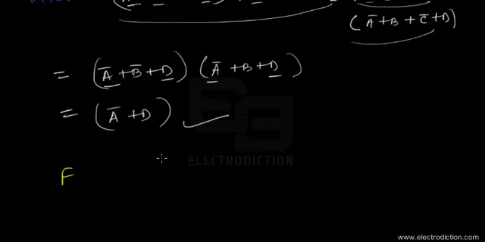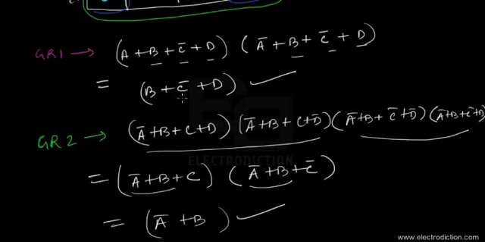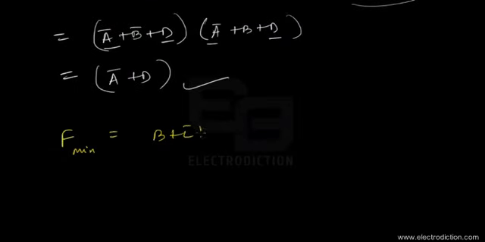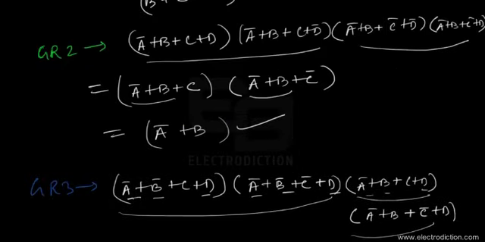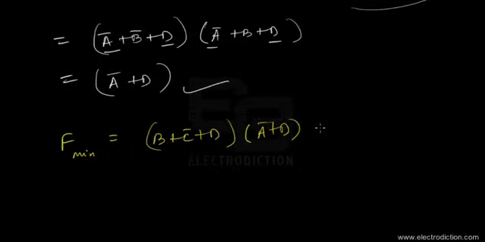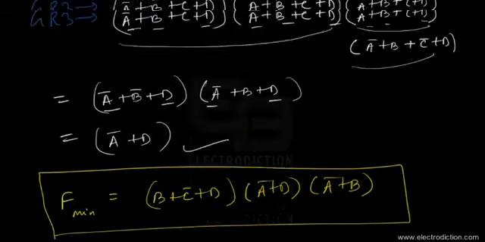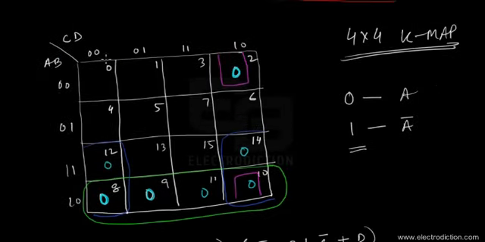So f min, that's the reduced expression, and that's going to be the product of, we can see here, B plus C bar plus D, that's the result of group 1. There you go. And then we got the result of group 3, that is A bar plus D. And then finally we got the result of group 2, that is A bar plus B. Okay, so there you go. That's our reduced expression that is just being generated as a result of solving this Karnaugh map.